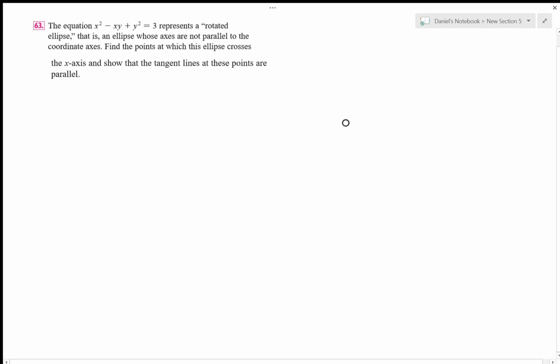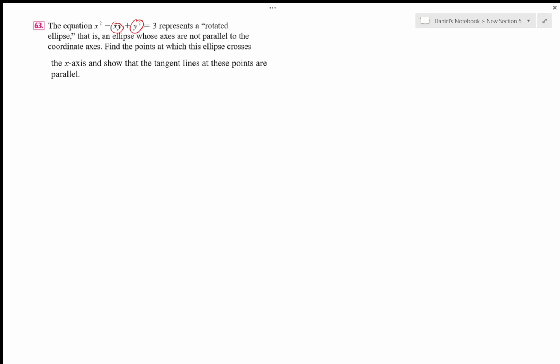Implicit derivatives, you use them when you have two variables being multiplied together in the function, or when the other variable has a power. In this case, taking the derivative with respect to x, we have x and y together and then y squared. So we cannot use the regular, the easy derivative rules. We have to use the implicit derivative.